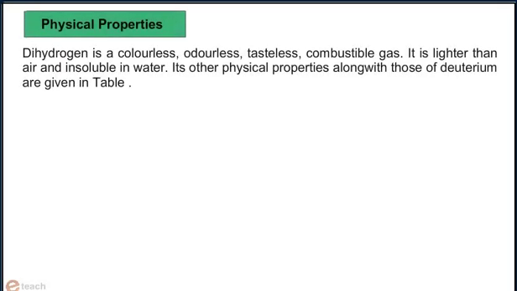Physical properties of dihydrogen. Dihydrogen is a colorless, odorless, tasteless, and combustible gas. It is lighter than air and is insoluble in water. Click on the play button to see the animation.